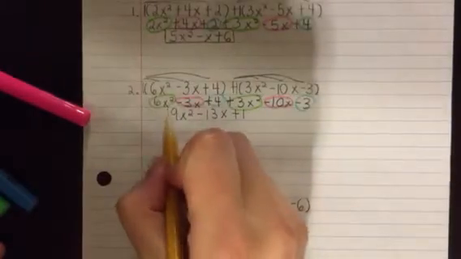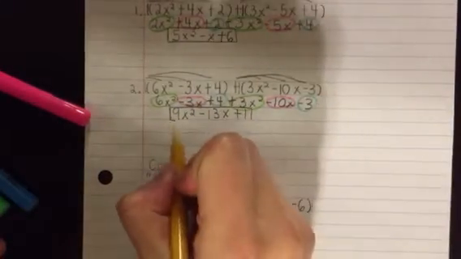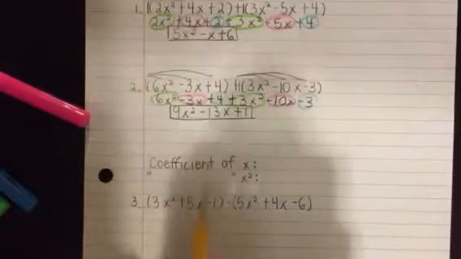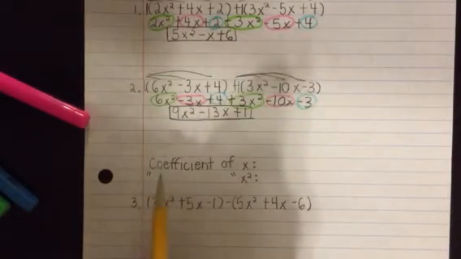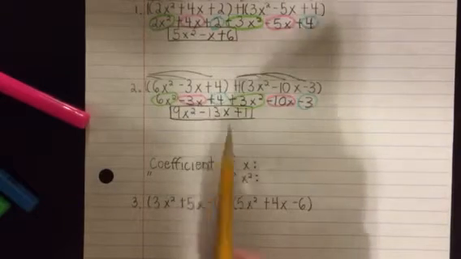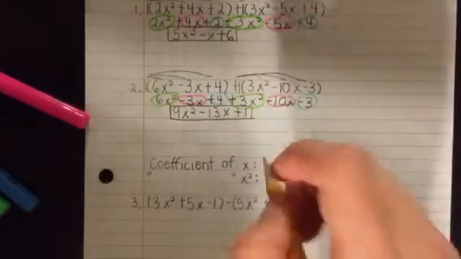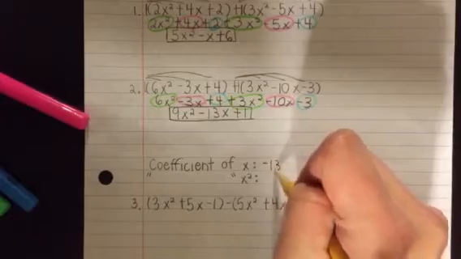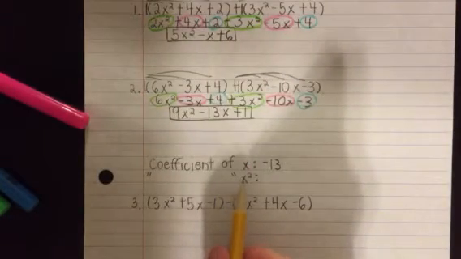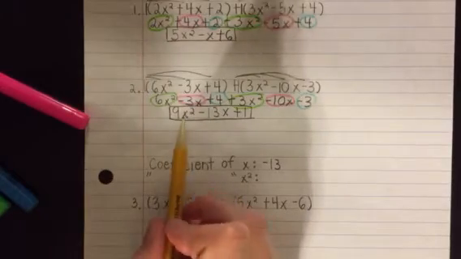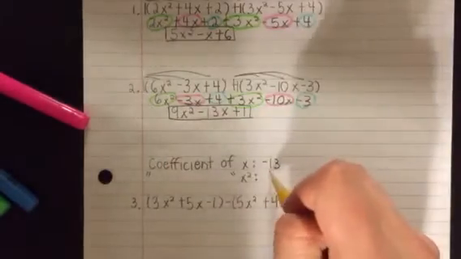Alright, so that's my final answer. And if I want to know what is the coefficient of x, remember coefficient is just a fancy word for number in front. So what is the number in front of x? That would be negative 13. And the coefficient of x squared, the number in front of the x squared term, is 9.